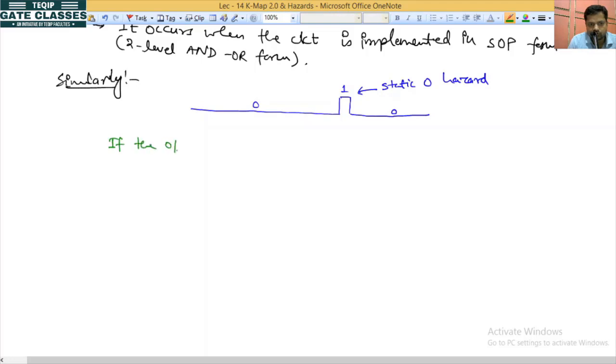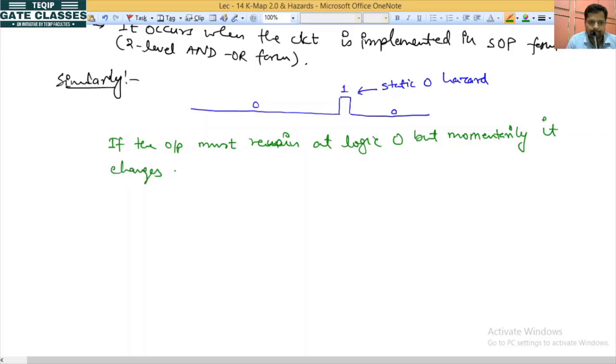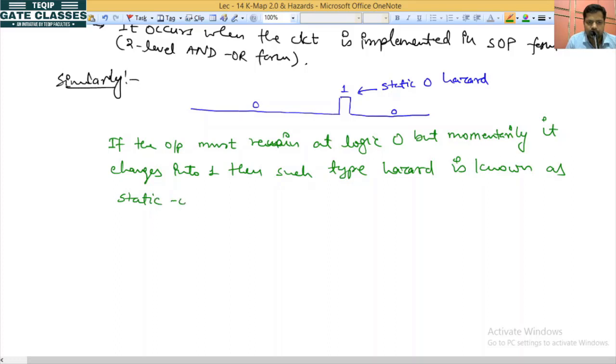If the output must remain at logic 0, but momentarily it changes into 1, then such a hazard is known as static zero hazard.